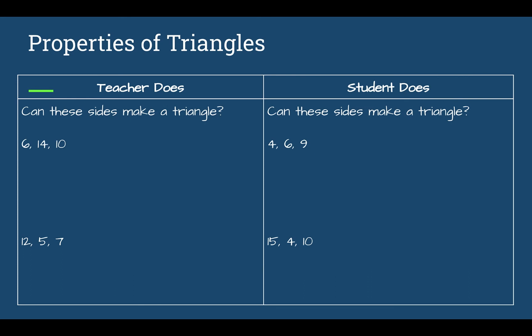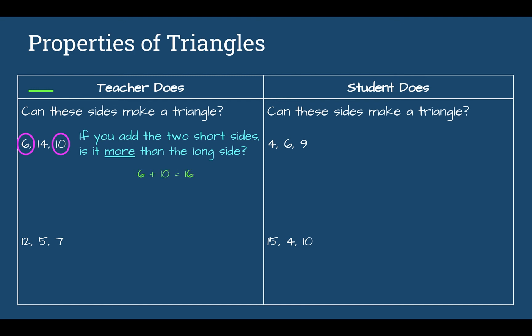Last, let's check to see if the sides could be a triangle. So remember, for the sides, you need to add the two shortest sides to see if it's more than the long side. In the first one, my two shortest sides are 6 and 10. They're not written in order, but I do need to pick the two short ones. So 6 and 10, if I add those together, I get 16. Is 16 more than 14? Yes. 16 is more than 14. It could make a triangle.